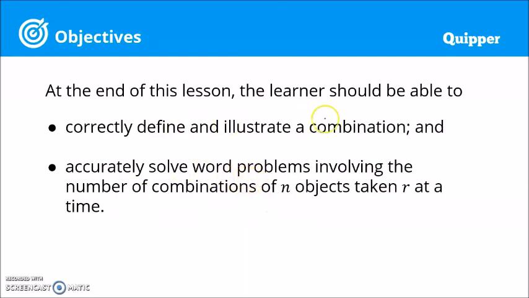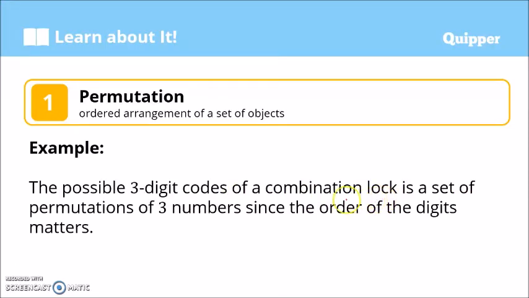And after that, we are going to discuss combination. So we are going to define and illustrate a combination and accurately solve word problems involving the number of combinations of n objects taken r at a time.